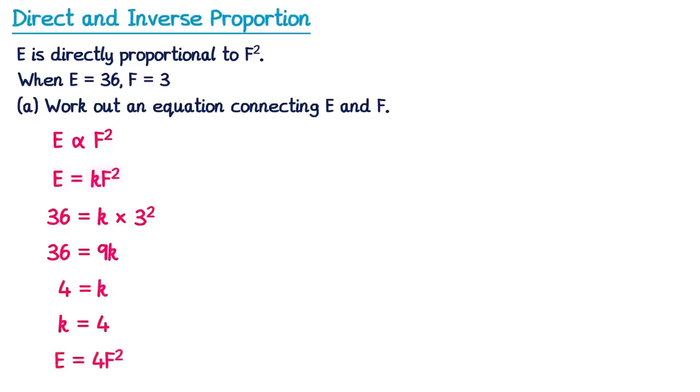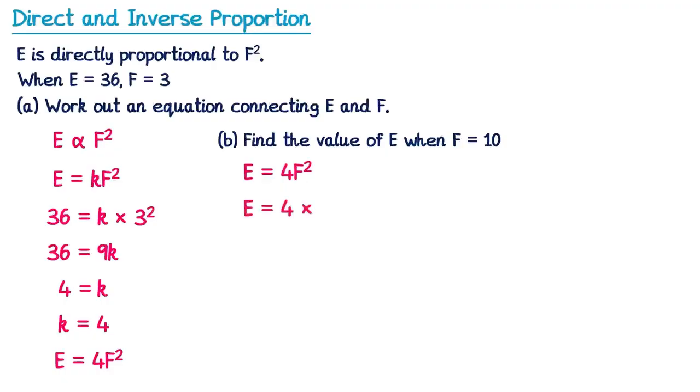And that's the answer to this part of the question. And then for a follow-up question, find the value of E when F is equal to 10. So let's take the answer to the previous part, and we're going to substitute F for 10. So E is equal to 4 lots of F squared, and that's 4 lots of 10 squared.